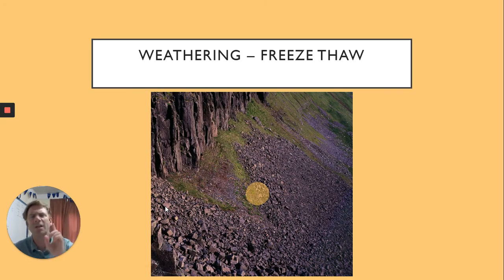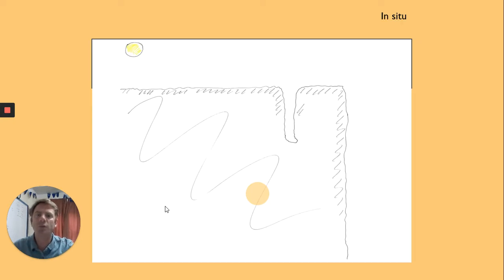So let's now look at freeze thawing, and here is a photo the examiner might give you. It's a scree field. It's evidence of rapid mass movement or rockfall. Okay, and the examiner is quite keen that you should talk about rockfall, rapid mass movement. So let's have a little look.